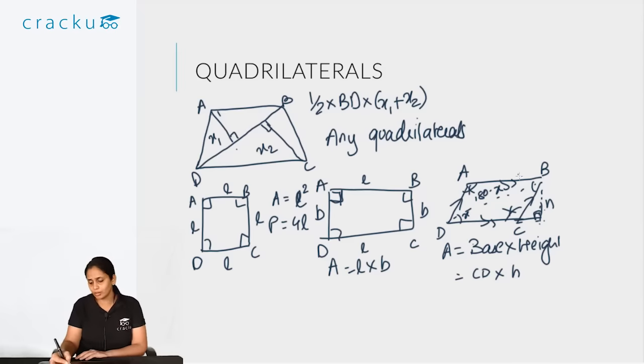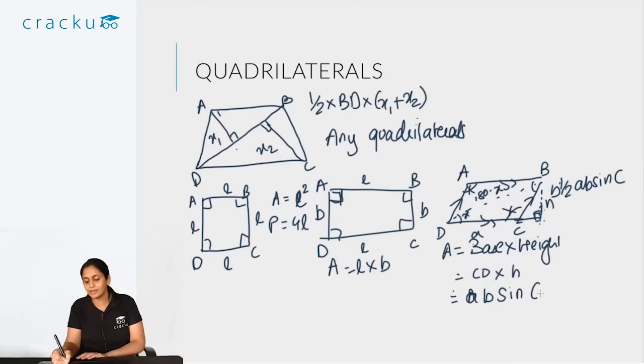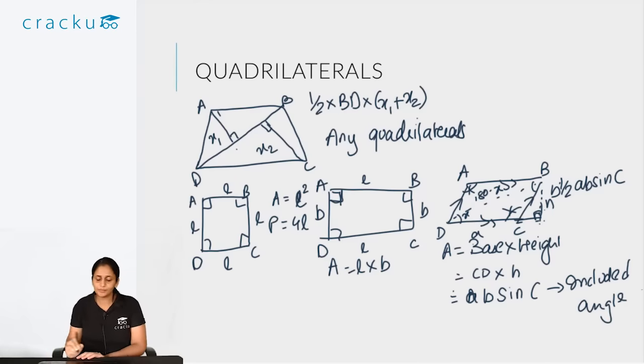Or we can also say that since the area of a triangle is half AB sine C, if A and B are the two sides of the triangle, then the area of the parallelogram is AB into sine C, where C is the included angle between the two sides as such. This is for a parallelogram.